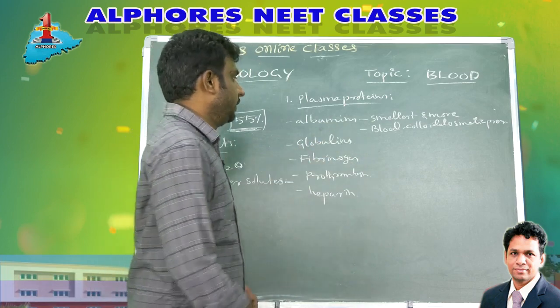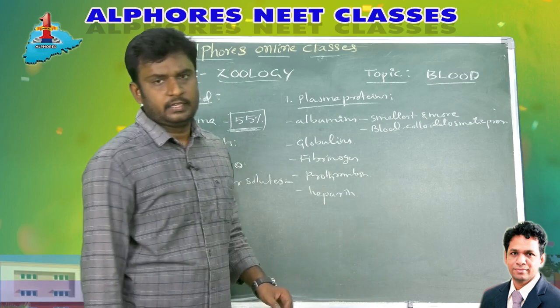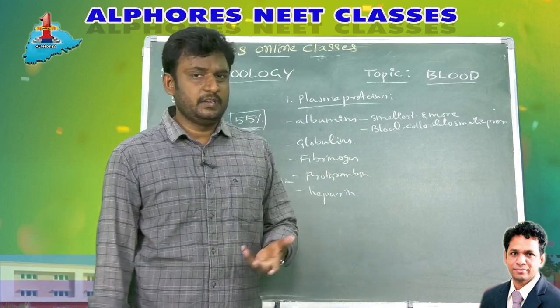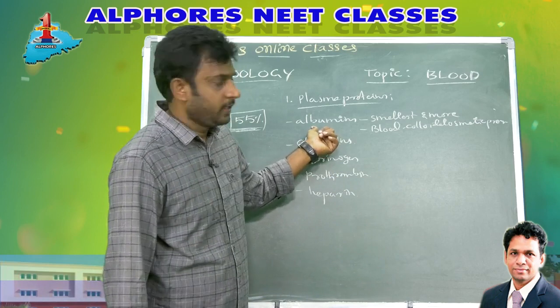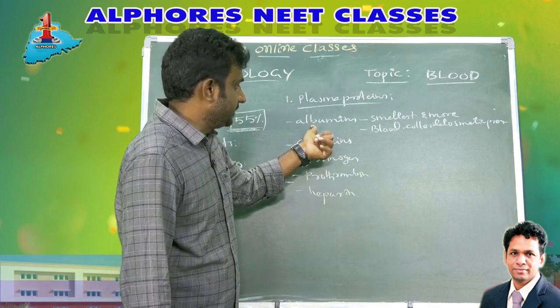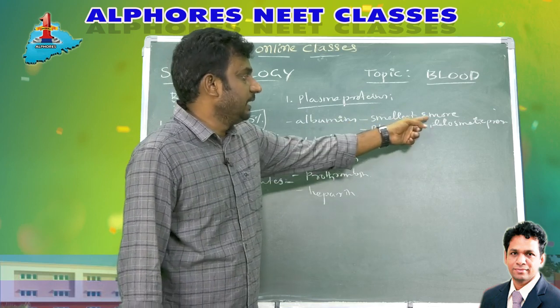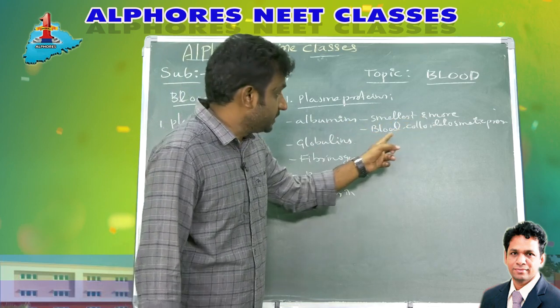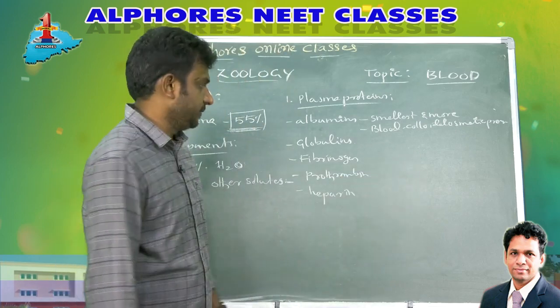So, loss of albumins causes diseases like edema. Edema means swelling of body parts due to the loss of albumins. So, the first type of plasma proteins are the albumins, which are smallest and most abundant, and help in maintaining blood colloidal osmotic pressure.